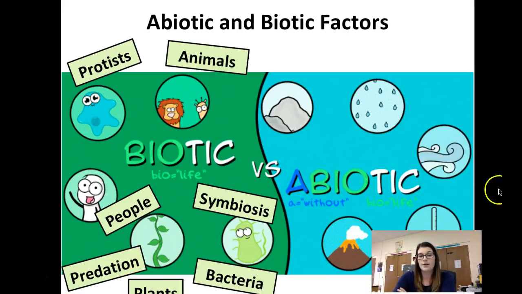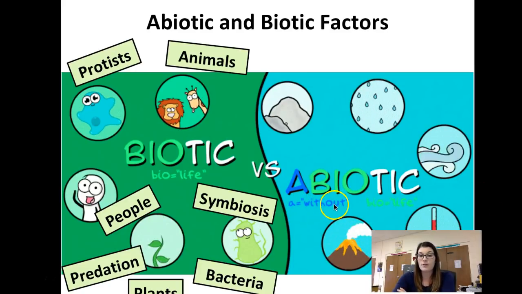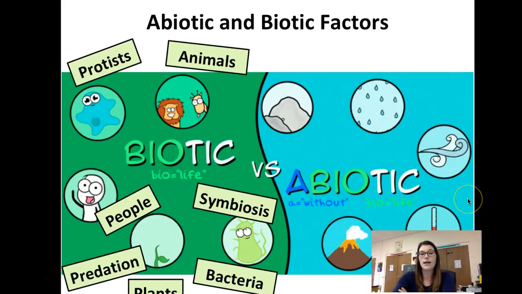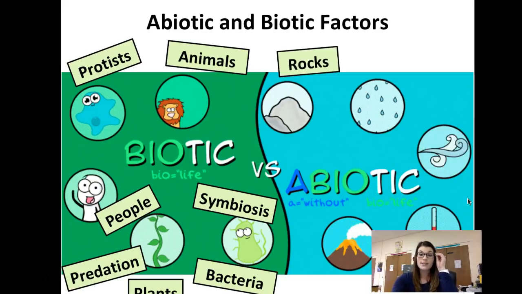Our abiotic factors are the opposite. A means without and bio means life, so without life. Rocks, as I mentioned in the last slide, were non-living things that are essential in an ecosystem. Living things often rely on rocks. Bugs, for example, live underneath rocks for their shelter.